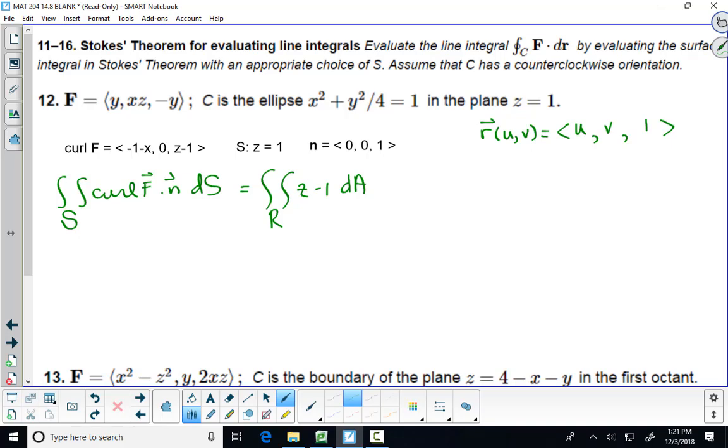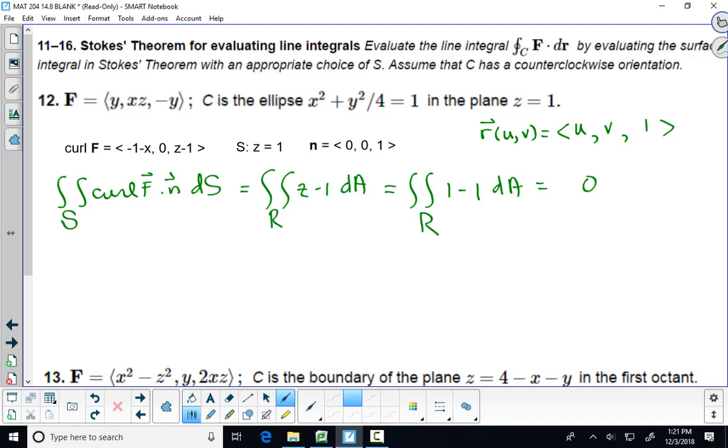Now, the domain for this is down in the xy plane, and we have a z there, so we need to say, whoa, wait a minute. We can't have a z in there. We need to turn it into x's and y's, if there are x's and y's to replace it with. But what does z get replaced with? 1. So we get 1 minus 1, which is 0. All right, so that is using the double integral side of Stokes' theorem.